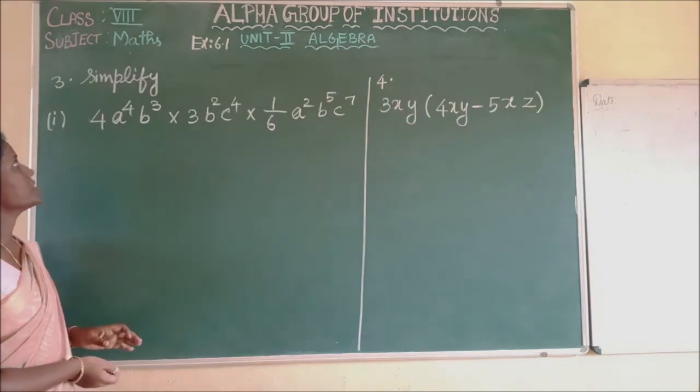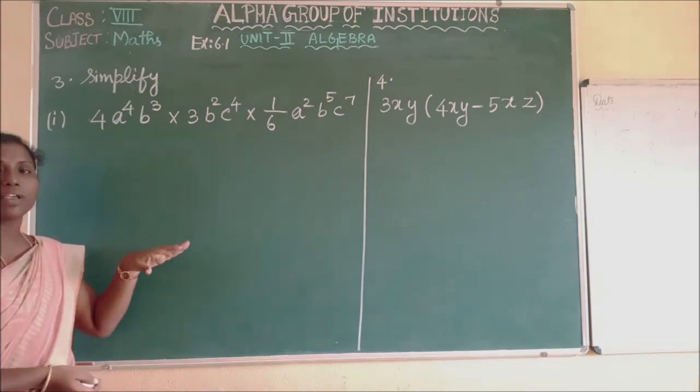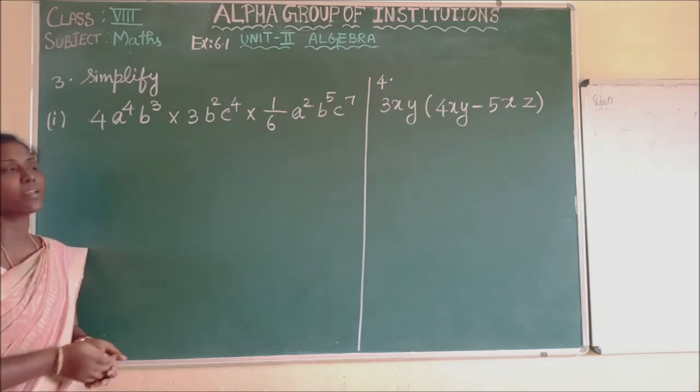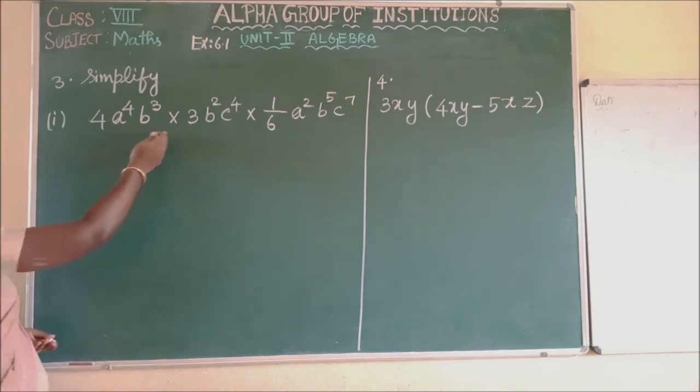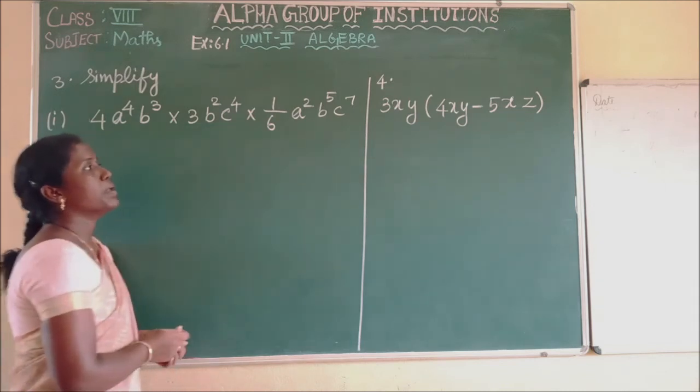See the next problem, children. The third problem is given as simplify. There is nothing else; we have to multiply, and wherever any simplification comes, we have to simplify and give the answer. Okay. See here: 4a^4 b^3 into 3b^2 c^4 into 1 by 6 a^2 b^5 c^4.